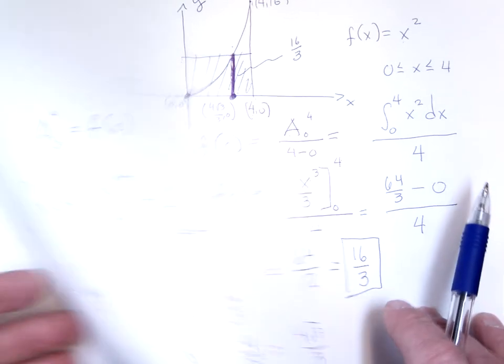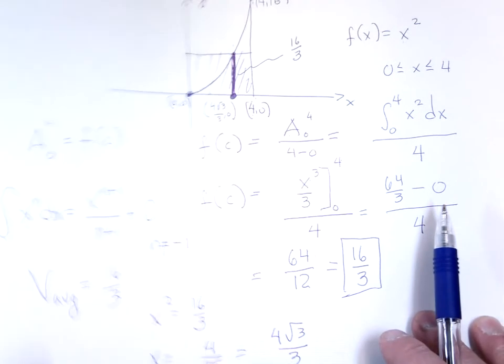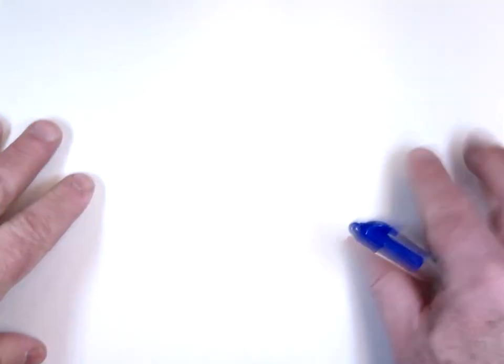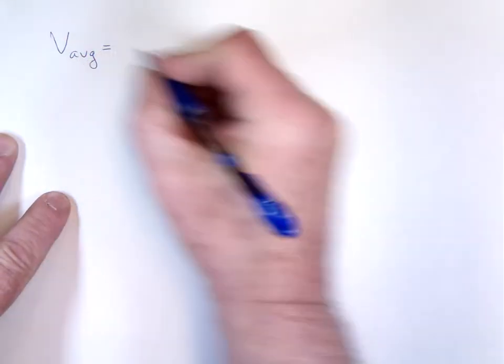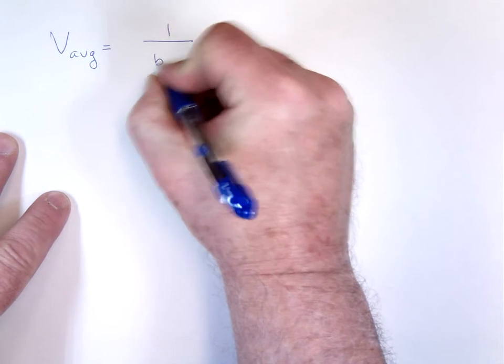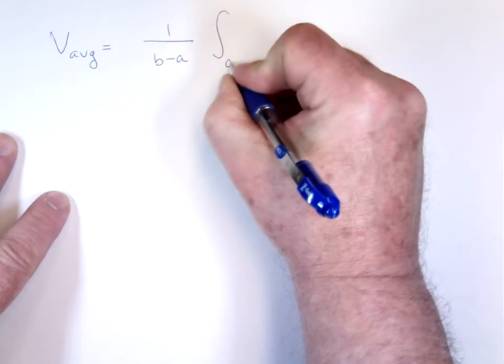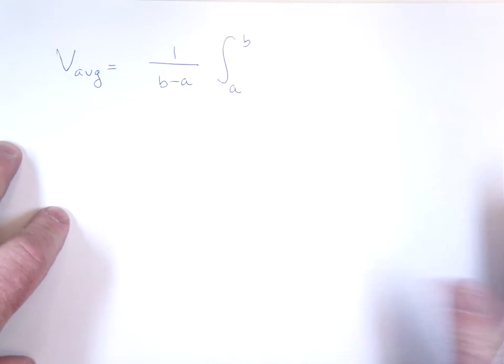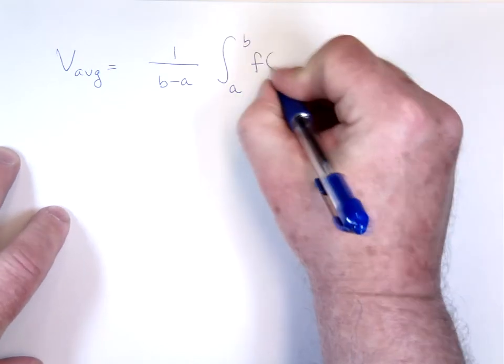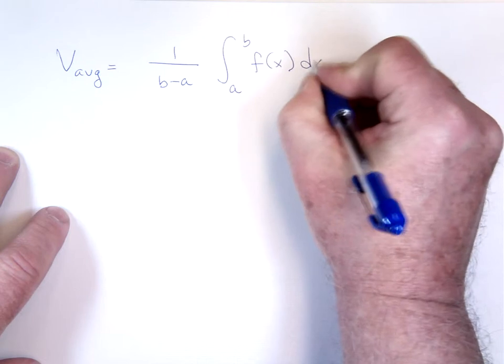Here's the formula for average value. I wasn't going to quite do it then, but we can do it right now. Here's what you got. The average value of a function is 1 over b minus a, the integral from a to b of the function dx. That's how you find the average value of the function.